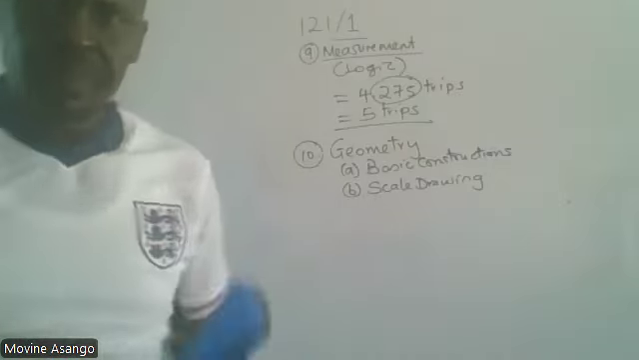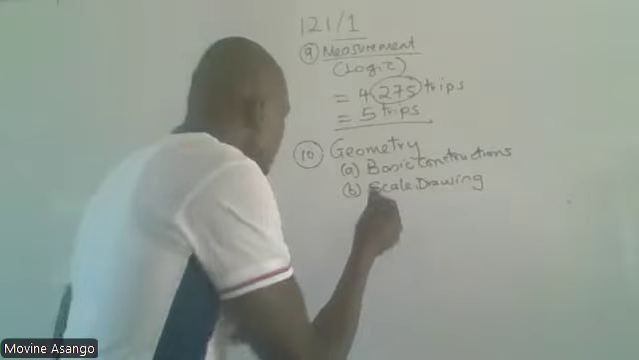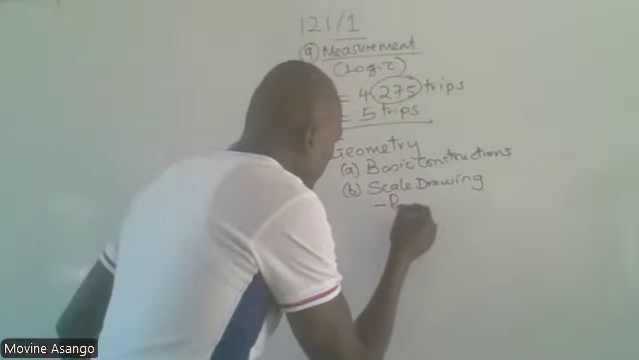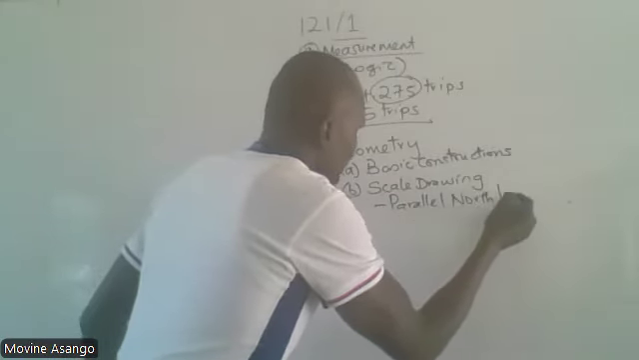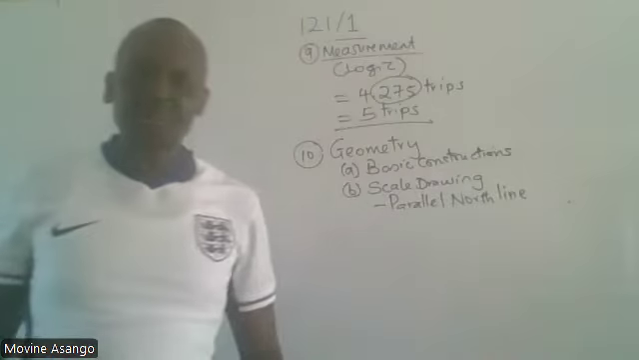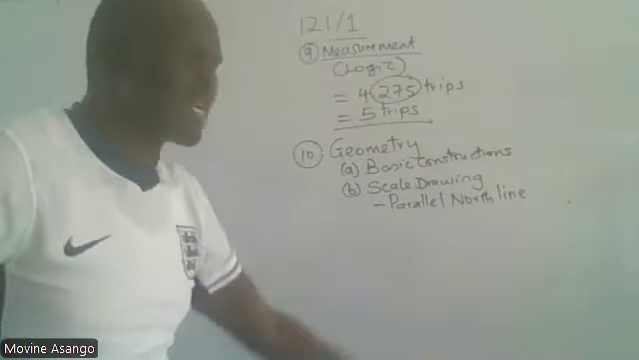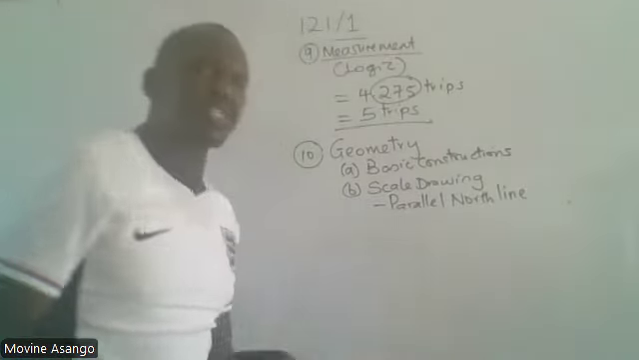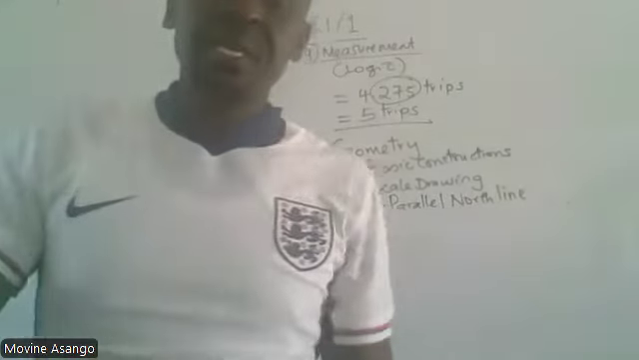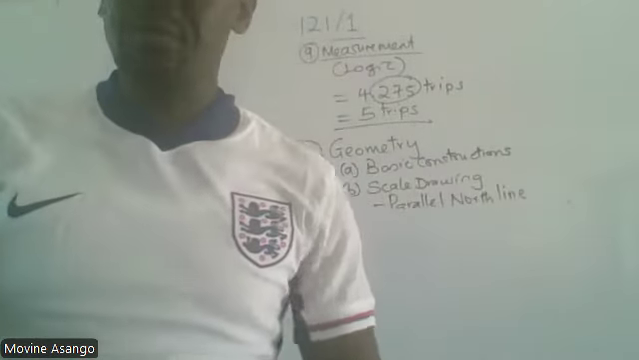In scale drawing, we are focusing on one main thing: parallel north lines. The north lines must be parallel. The good thing with scale drawing is that you are also allowed to measure the angles. For example, you are told point B is on a bearing of, say, 70 degrees from point A.